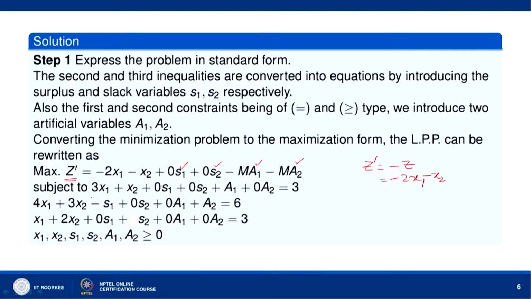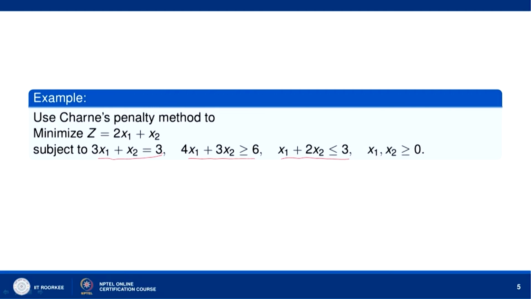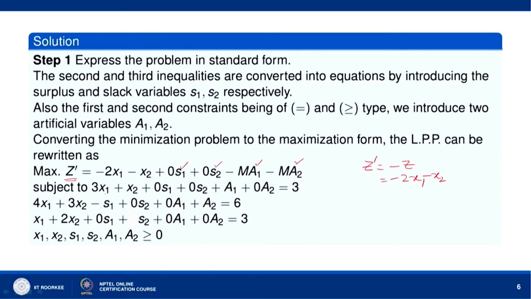Okay. So, the first equation 3x1 plus x2 equal to 3 can then be written as 3x1 plus x2 plus 0s1 plus 0s2 plus a1 plus 0a2 equal to 3. We are adding an artificial variable here.